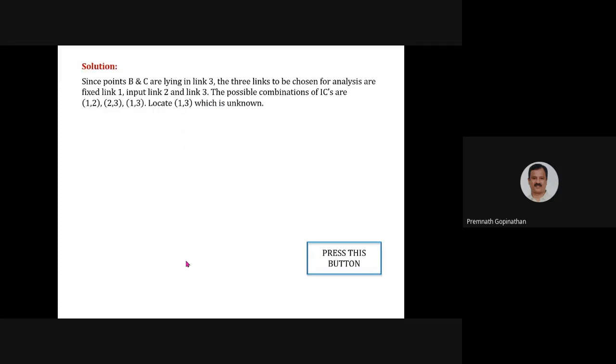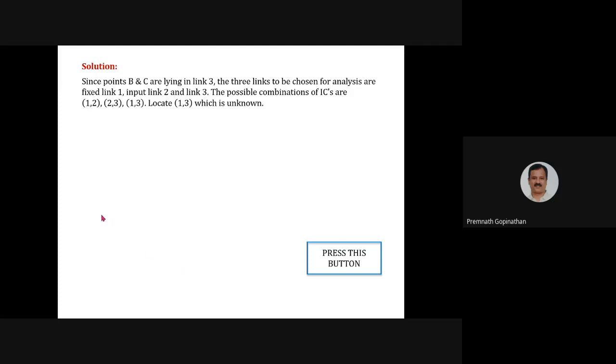Now, the next step to be done is, after drawing the diagram to a scale, you have to identify the 3 links which you have to consider for finding out the solution. Now, the 3 links which you have to consider: you always have to consider link 1, because that is the fixed link. For any combination of 3 links, one of the links will be the fixed link itself, and the second link will be the input link. Input link means where the value for velocity or omega is known. So that is considered as an input link. So that also has to be a common factor for all combinations.